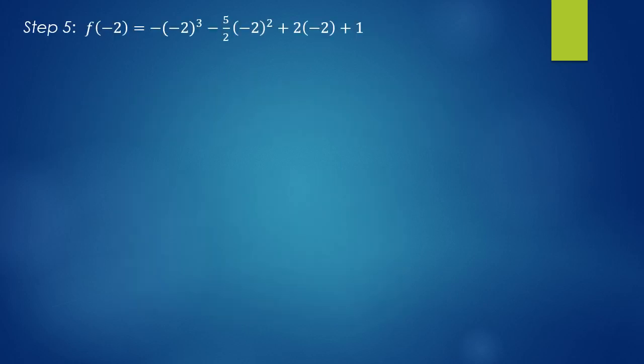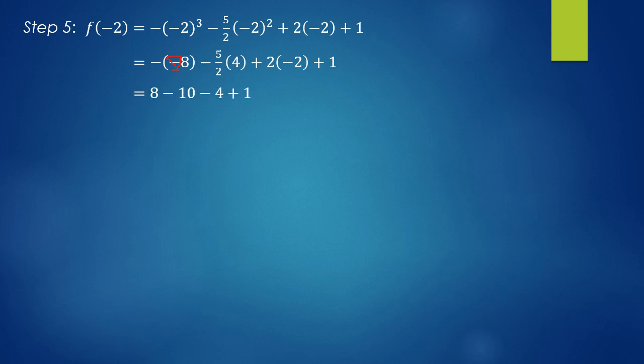So the next thing that we need to do is to evaluate the critical points into the original function. So we will have f of negative 2, so that's the negative of negative 2 cubed, minus 5/2 times the square of negative 2 plus 2 times negative 2 plus 1. Now please take note that we are cubing negative 2. So negative 2 times negative 2, that's positive 4, times negative 2, so we get negative 8. And of course, the square of negative 2 is positive 4, and so on.